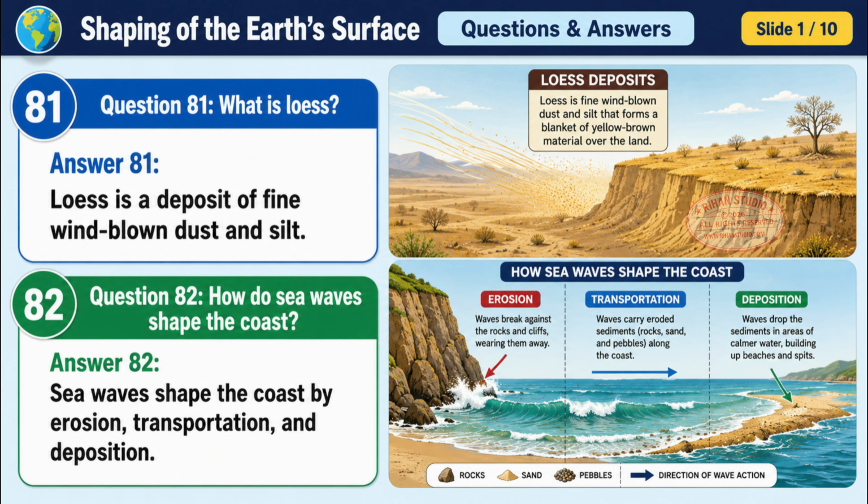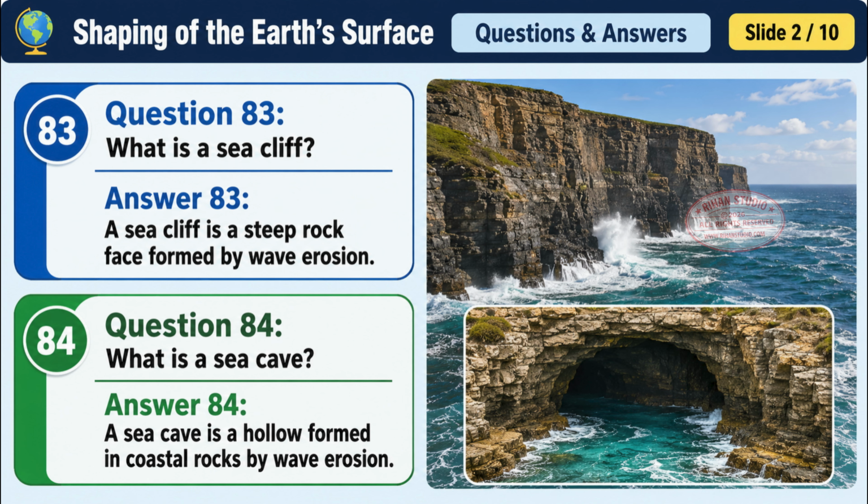Question 82. How do sea waves shape the coast? Answer 82. Sea waves shape the coast by erosion, transportation, and deposition. Question 83. What is a sea cliff? Answer 83. A sea cliff is a steep rock face formed by wave erosion.